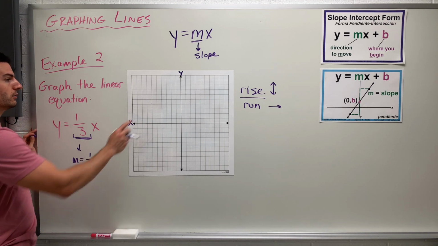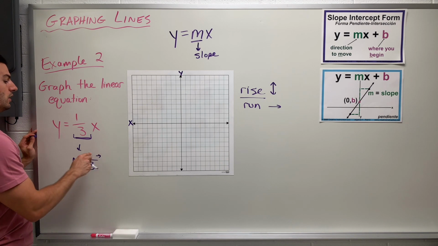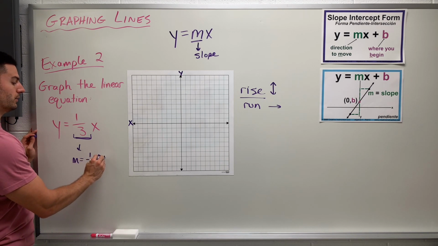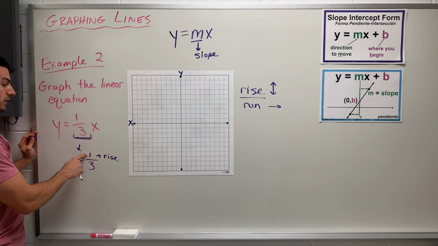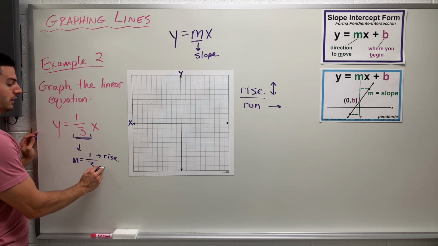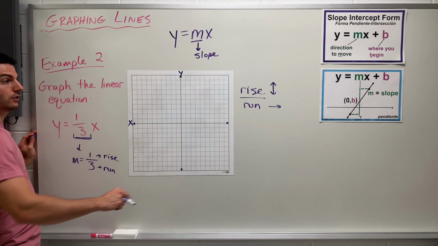Okay? So my rise and run are these two, right? My rise is 1, okay? And remember, that's telling you how many spots you're going to move up or down. Because it's positive, we're going to move up that many. And then the run is positive 3. That's telling me how many spots I'm going to move to the right.